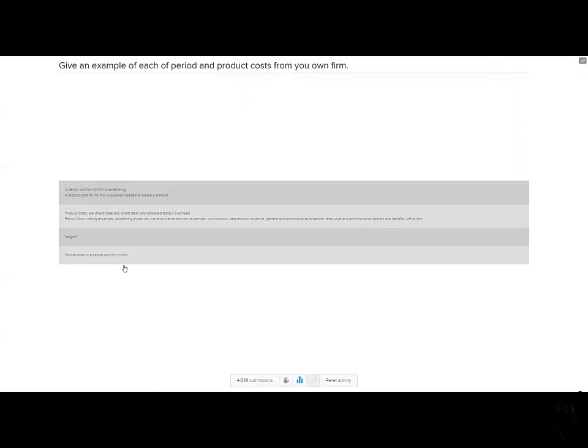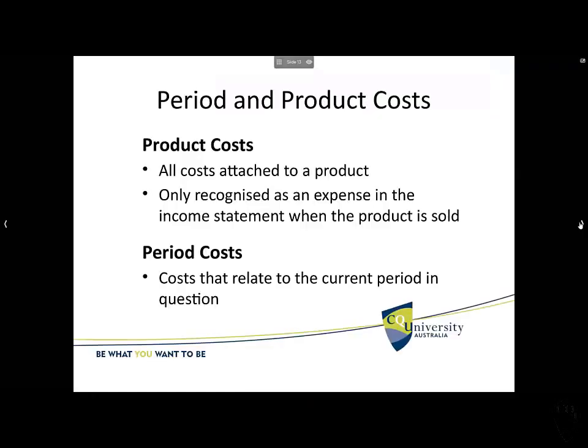That's right. That would almost invariably be correct for most firms. Okay. All right. So product costs are all the costs that we attach to a product. And the key thing is they're only recognised as an expense in the income statement when the product is sold. Period costs, on the other hand, relate to the current period in question. They will be the costs that are incurred, that are expenses in the period. Key distinction in accounting. If you understand this distinction, you're well on the way to starting to understand how the accounts work.